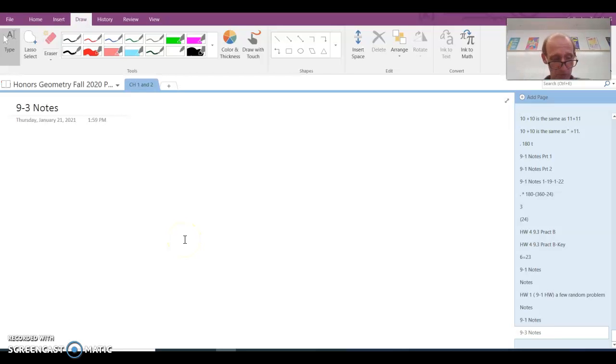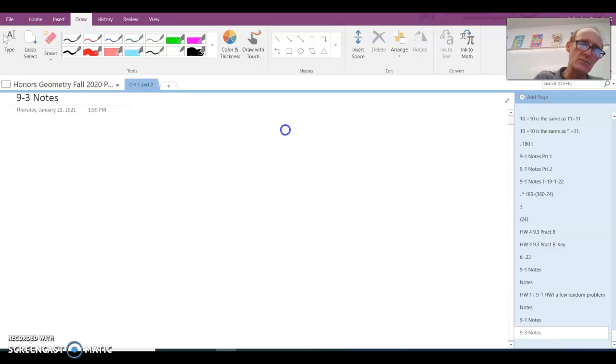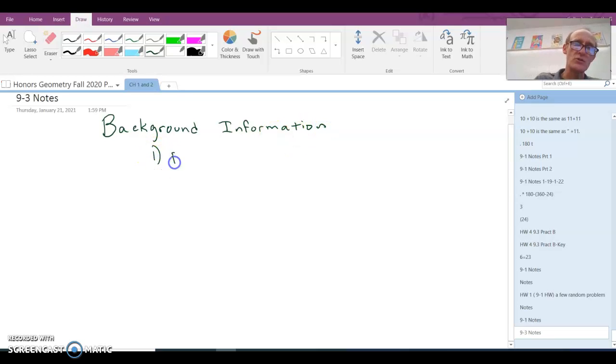All right, this is 9-3 notes. Day 1, part 1. Some background information. One is proportions.